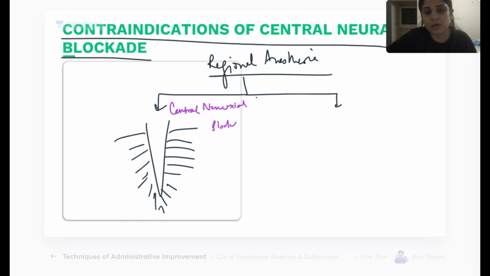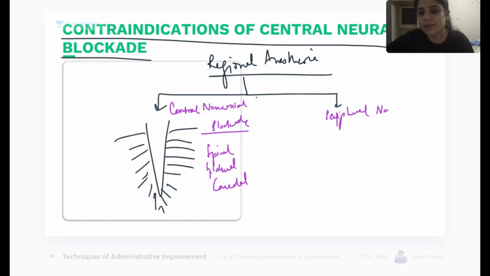In central neuraxial blockade, I have three types of anesthesia. One is spinal anesthesia, one is epidural anesthesia, and one is caudal anesthesia. Okay. Then what is the second type of blockade that we have? The second type of blockade that we have is peripheral nerve blockade.